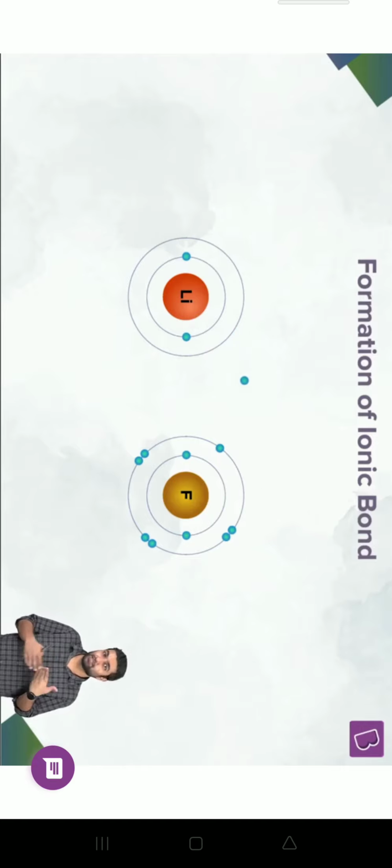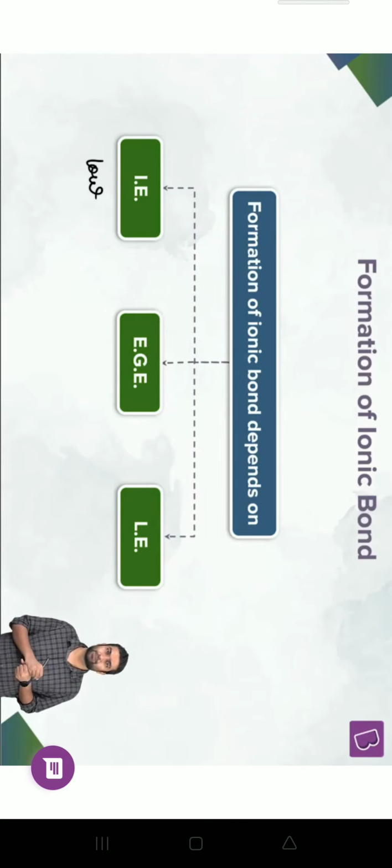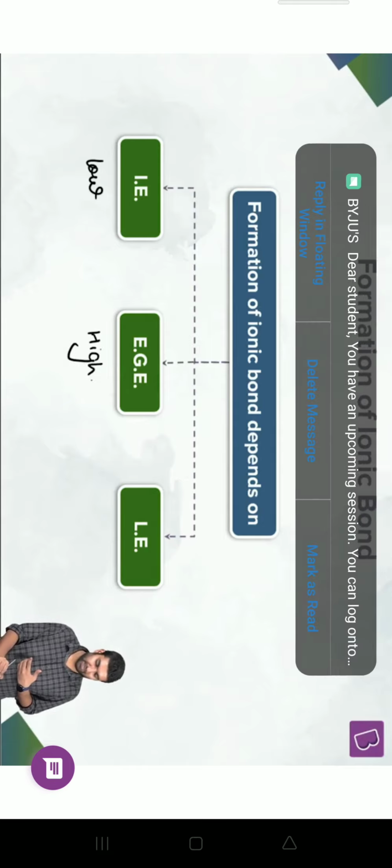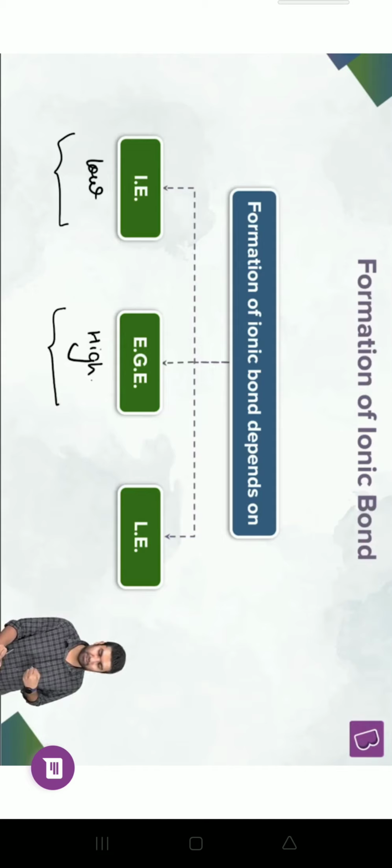So the species which is going to be the cation should have a low ionization energy. And the species that is going to gain the electron should have a high electron gain enthalpy. So a very low amount of energy should be required in removing an electron, and a very high amount of energy should be released on gaining that electron.